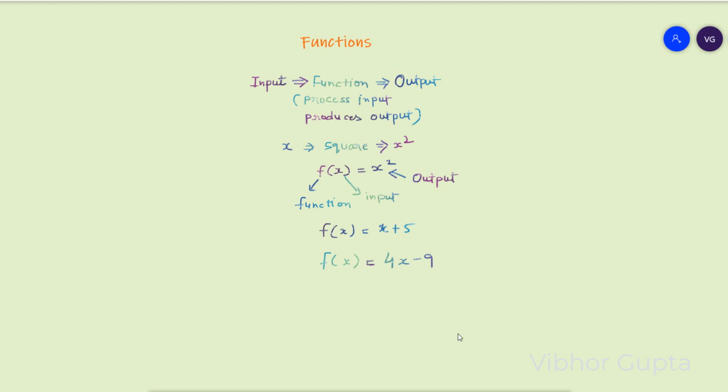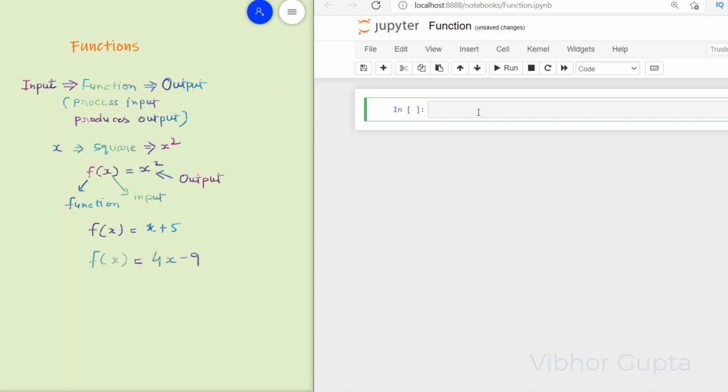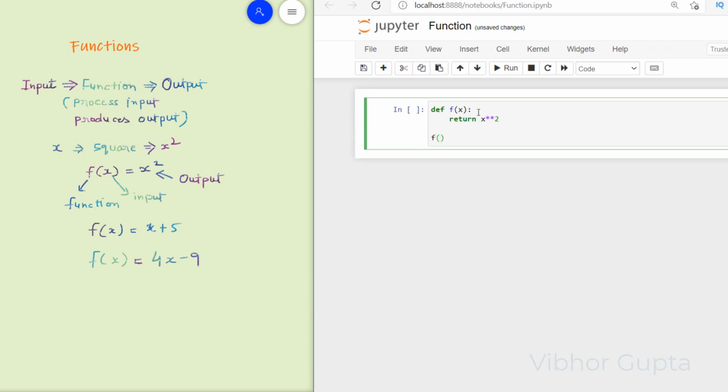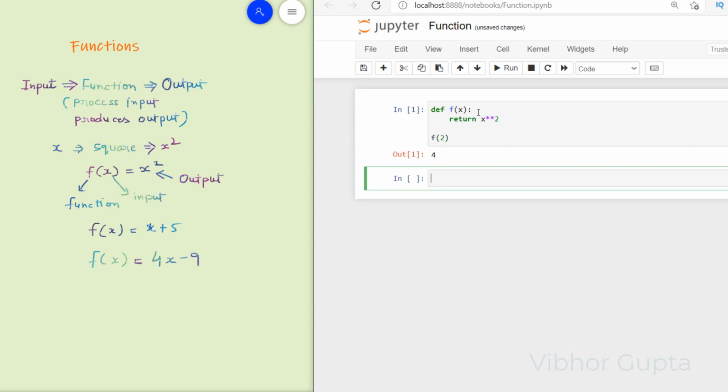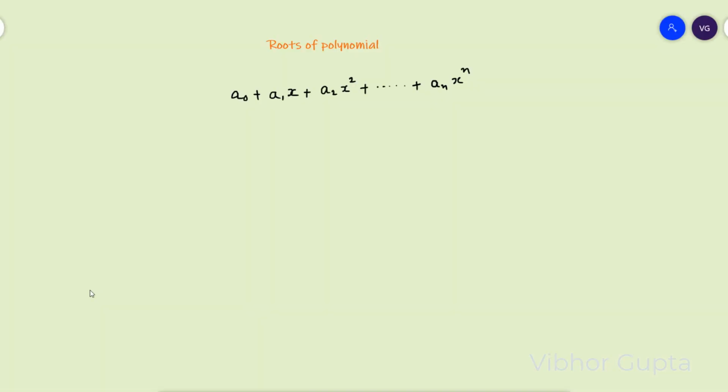Now let's see how we can implement this function in Python. How can I define a function in Python? I can say def f of x, and let's say we want to make a function to calculate the square, so I can say return x to the power 2. Then let's say we want to calculate the square for 2, so the output would be 4, right? This is simple. Okay.